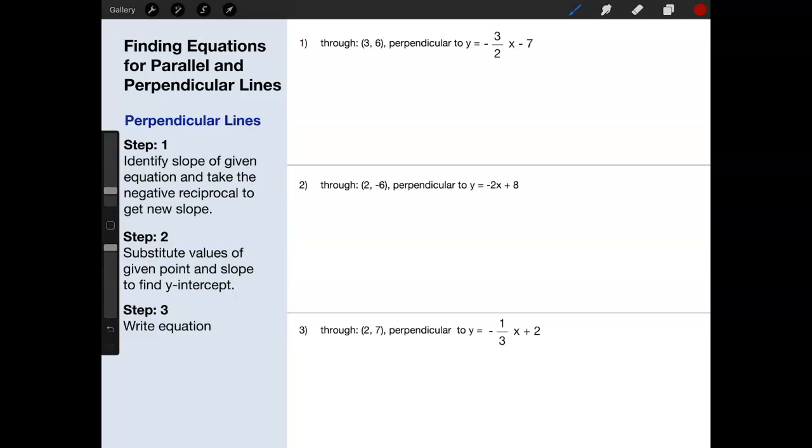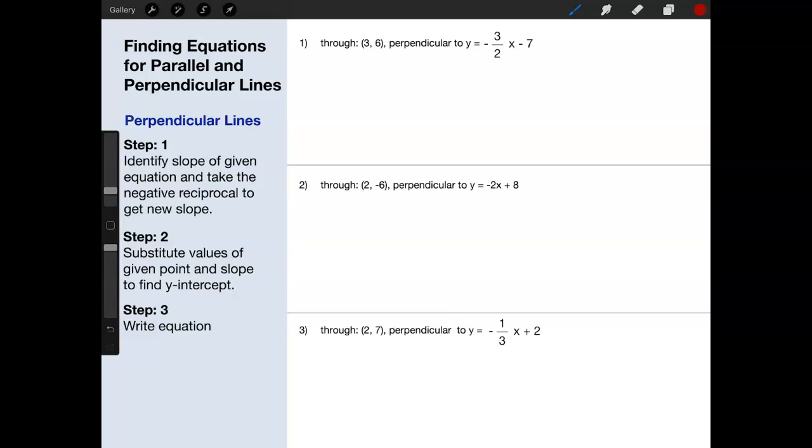And now for perpendicular lines. To find the equation for a perpendicular line, we follow the same steps we did for that of a parallel line, except for step 1, where we need to find a new slope. And to find a new slope, we simply take the negative reciprocal of the slope on the given line. Then we substitute the values of our given point and slope to find a new y-intercept. We can then write the new equation.